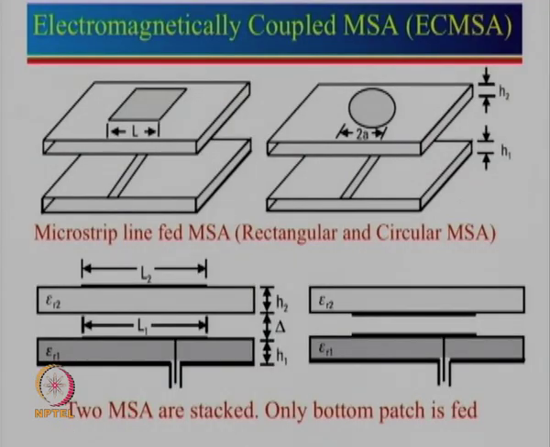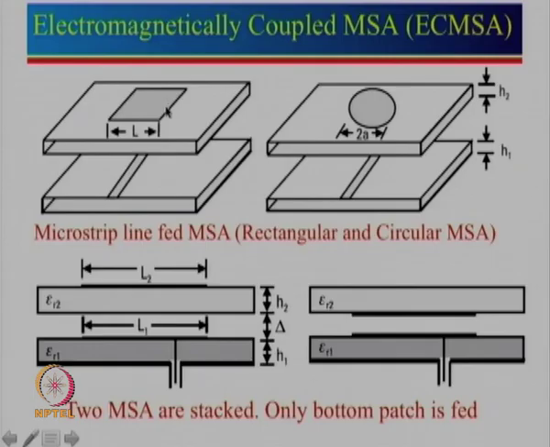To start with, we will look at an electromagnetically coupled configuration. Over here you can see microstrip line fed microstrip antennas which are rectangular or circular in shape. Here is one substrate, and on that substrate a microstrip line is connected. Generally the microstrip line width is chosen such that it corresponds to a characteristic impedance of 50 ohm. Then we have a patch on the substrate. There is no ground plane over here; the ground plane is only at the bottom side. So, we have a ground plane, then a microstrip feed line and then a patch.